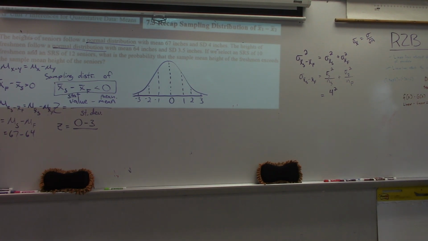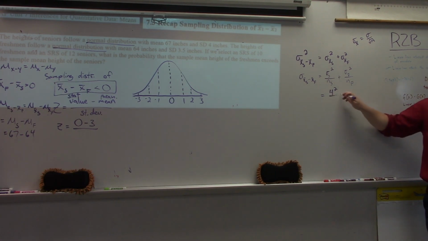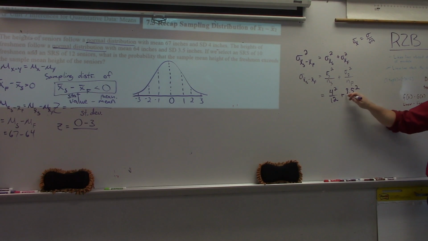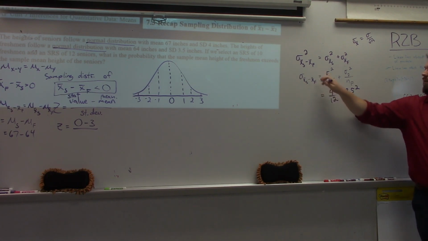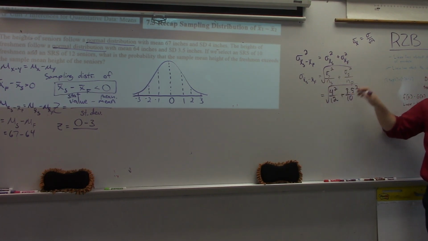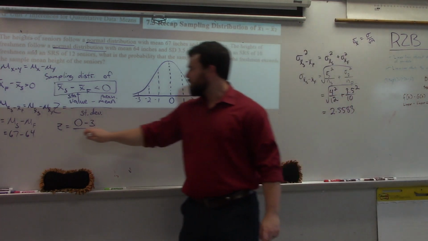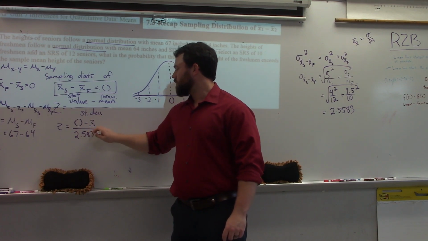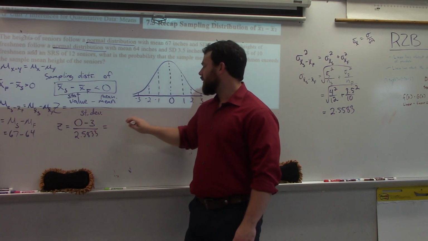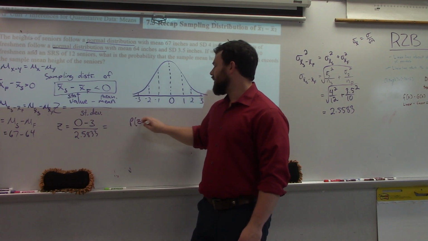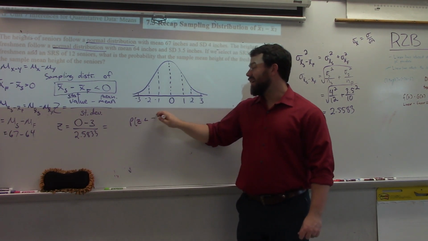All right. So 4 squared divided by, what's the sample size? 10? No, seniors is 12. Plus 3.5 squared divided by 10. And then we just have to take the square root of that. Does anyone remember what that was off the top of their heads? Did we do that calculation? It's 2.5583. Thank you. And so what we're looking at is the probability that z is less than a negative 1 point something.